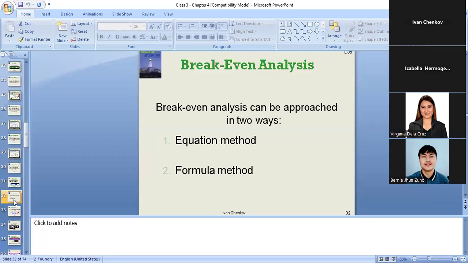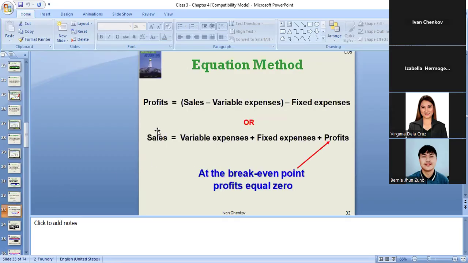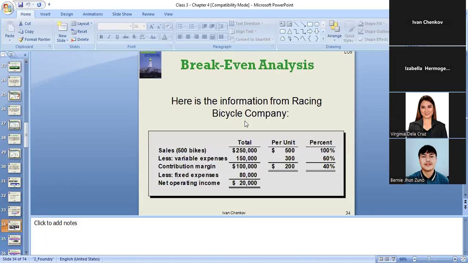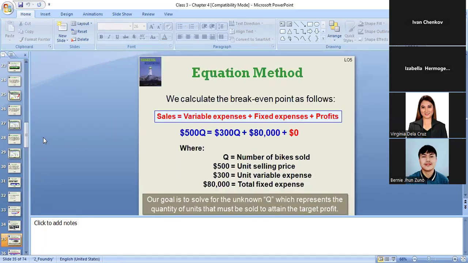Now for the break-even analysis, we have two ways to do it: the equation method and the formula method. The equation method is putting in mind that profit is always equal to sales minus the variable cost minus fixed cost. Or sales is equal to the variable cost plus the fixed cost plus the profit. If we want the profit to be zero, or a break-even, then the sales has to be equal to the variable cost plus the fixed cost. And then we're using that equation to come up with the different numbers.